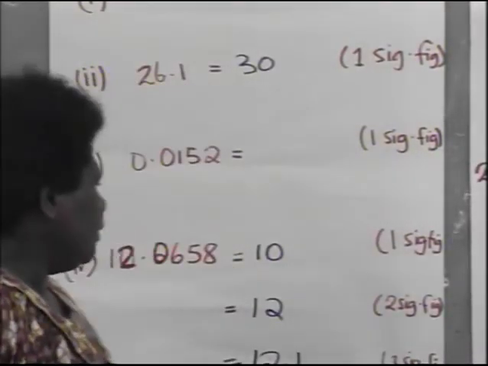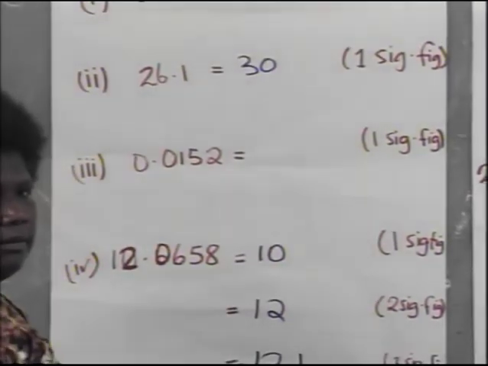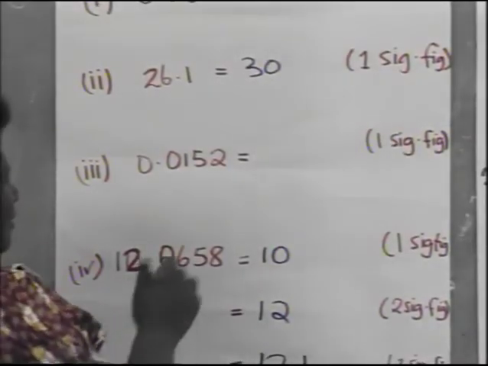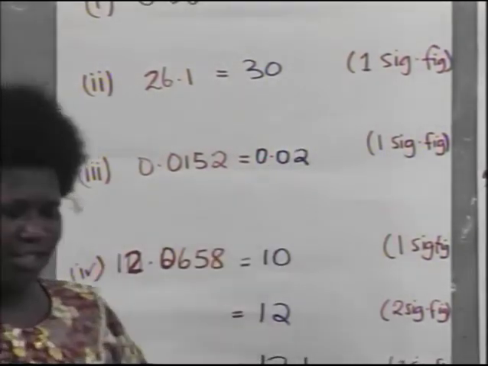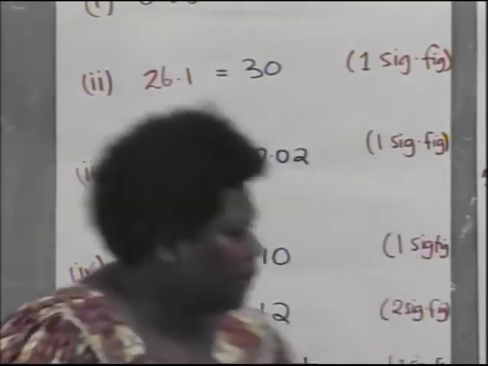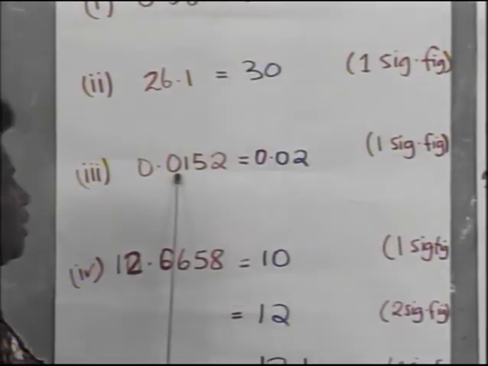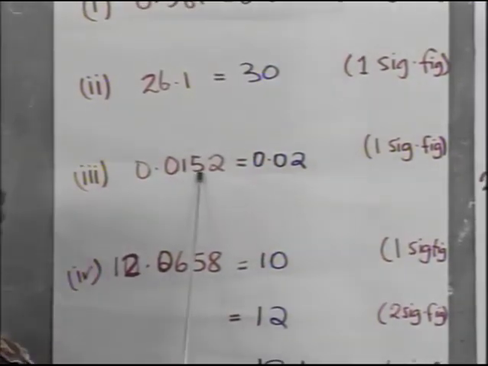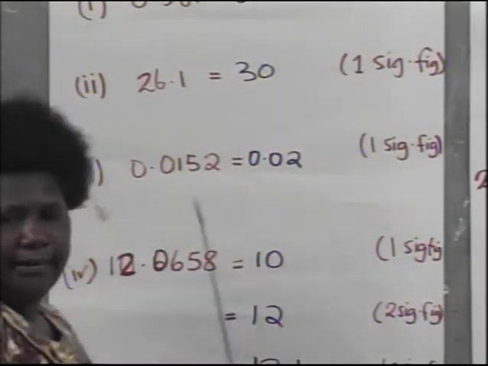Daniel, what do you think? 0.0? 2. Okay, good. 0.02. This number is not significant because it's a 0. If it's a non-zero number, it will be significant. So you are looking at 5. You increase this by 1.